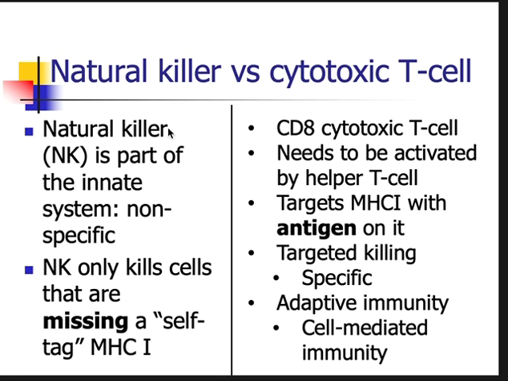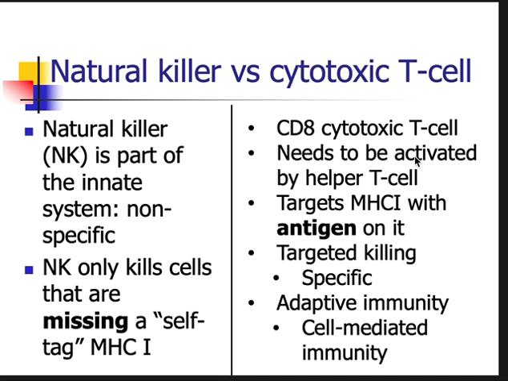Okay, so natural killer cells, which you saw in the first lecture, are part of the innate immune system, so that means it's non-specific. Natural killer cells are going to kill any cell that is missing a self-tag. CD8 cytotoxic T cells are different.